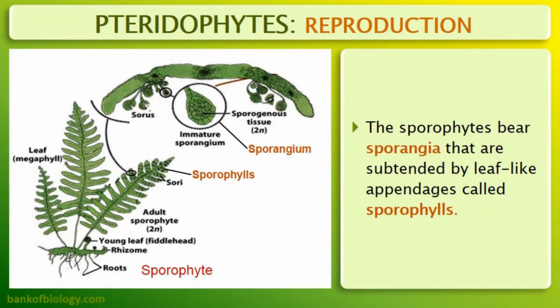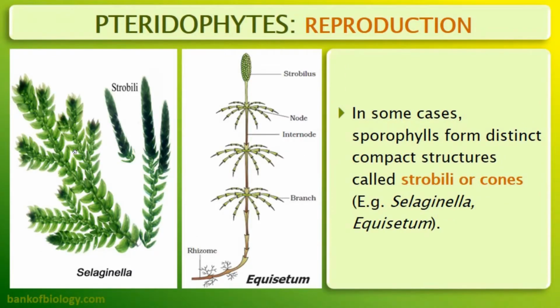Now reproduction in pteridophyte. The sporophyte, the plant body, which is the dominant phase of the plants, will bear the sporangia, and these sporangia will give rise to the spores. These sporangia are located in a structure called sorus, which is present on the back side of the leaves. The leaf bearing this sporangium is called a sporophyll. In some cases the sporophylls form distinct compact structures called strobilus, like this. Example Selaginella and Equisetum.